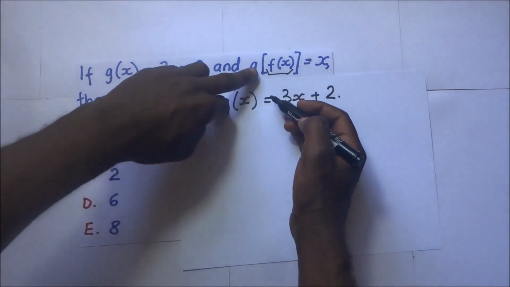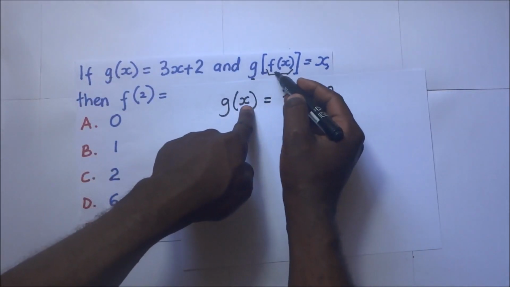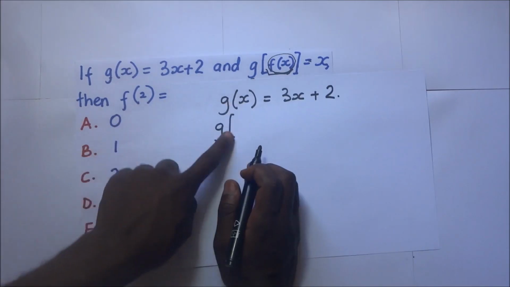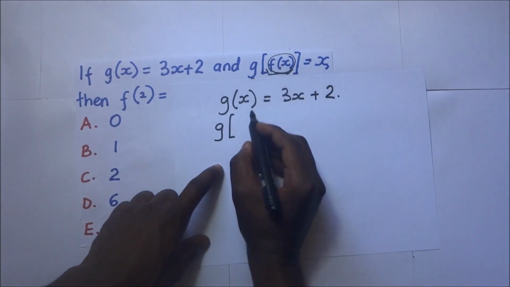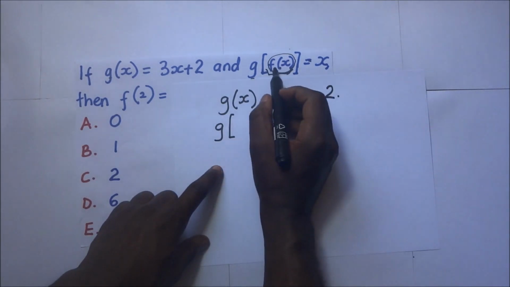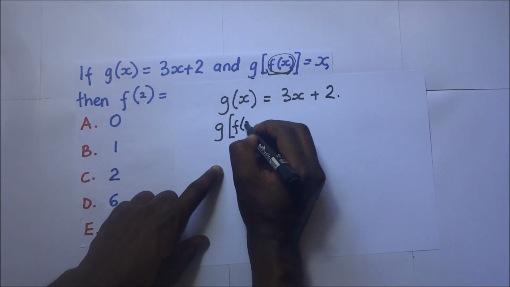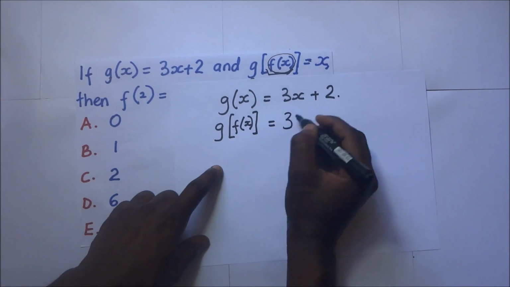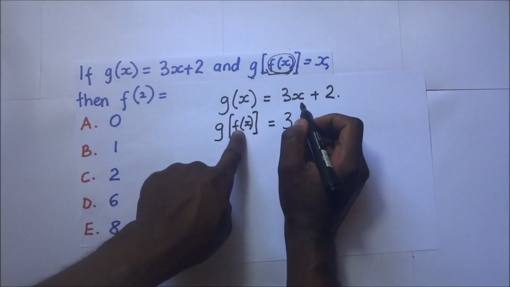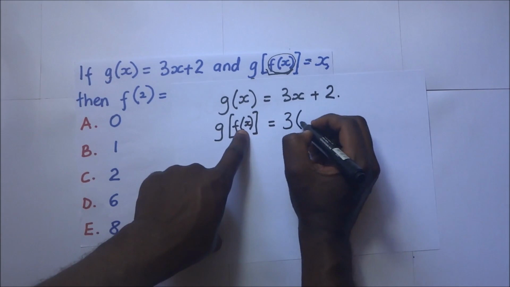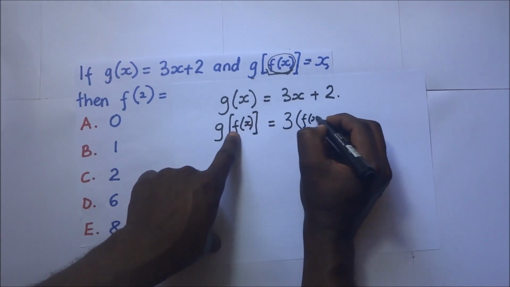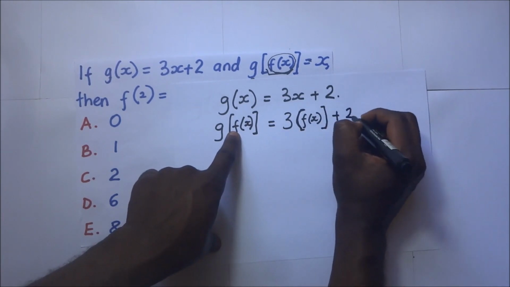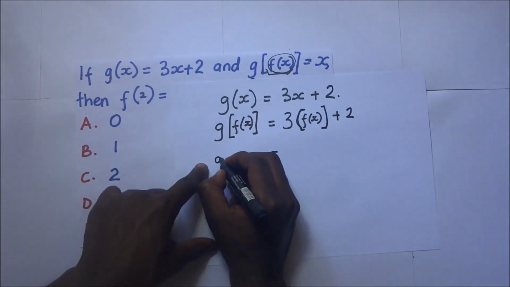Now, when we put in the place of x, that is inside the function, we put there f of x. So in the place of x, we are going to put this expression f of x. So g of f of x is still going to give us 3. Now in the place of x, we put that function f of x. So it's going to be 3 into the brackets f of x, plus 2.